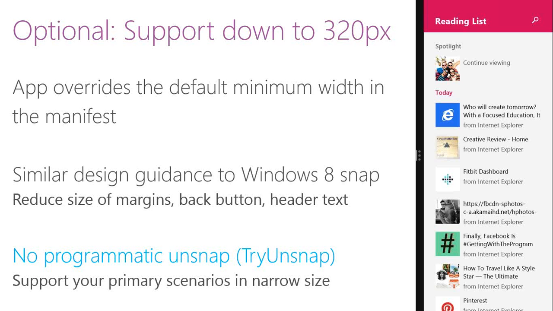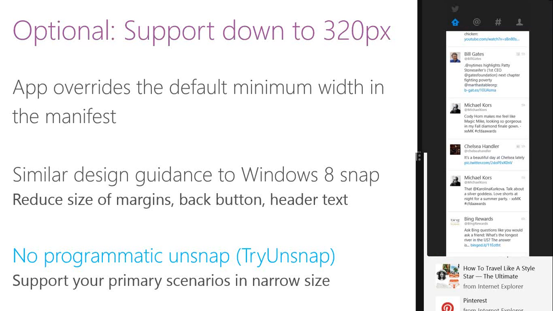Then you can take advantage of the Windows 8 Snap View if you already have a Windows 8 application. You can change it a little bit according to what you want to show, and then go ahead with implementing 320 pixel. Now, as there was a try unsnap on Windows 8, there's no programmatic unsnap in Windows 8.1. So you have to make a clear decision about what you want to do with the 320 pixel, the narrow size of the Windows screen layout.